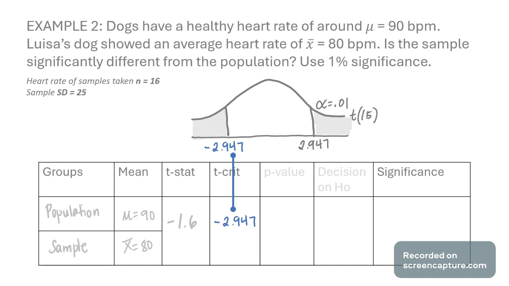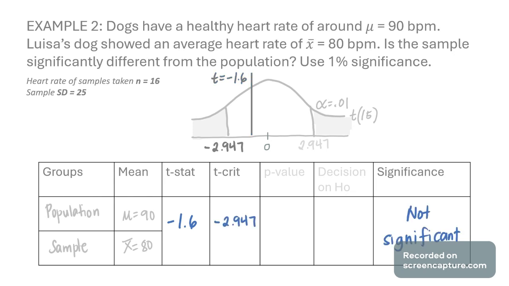Because the sample size is 16, the degrees of freedom is 15. Hence, the critical value is negative 2.947. We do not mind the positive critical value because our x bar is less than mu. We identify where the t-stat of negative 1.6 is, and it's just a little to the left of 0. Comparing the t-stat and the t-crit, we can see that it's not yet inside the critical region, so the difference is not significant. Remember, if the t-stat is not larger than the t-crit in absolute value, it is not yet considered significant.